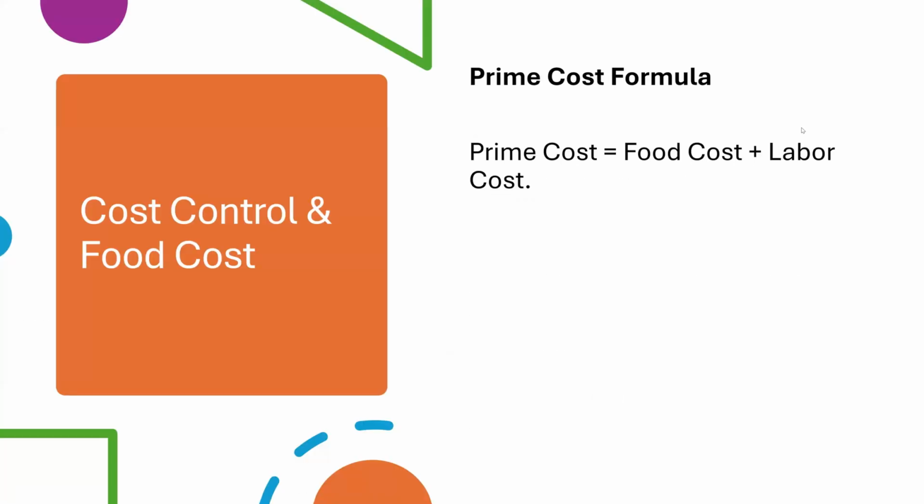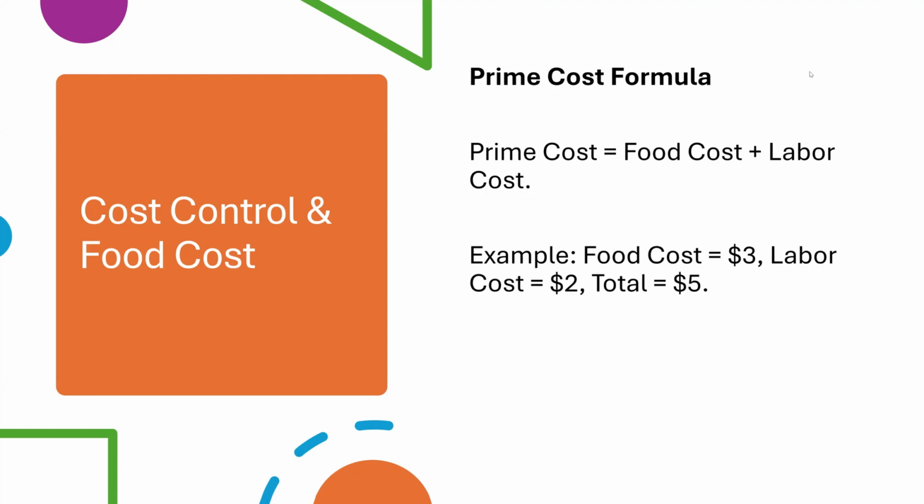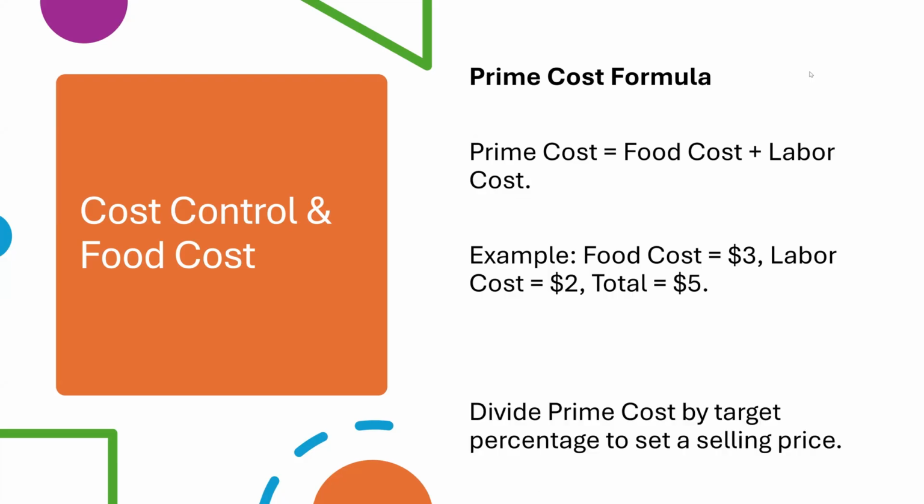Just a little review here. We know what the prime cost is, the formula. It's food cost, which includes beverages, and the labor cost. An example, real basic example here would be food cost. Your food cost is $3. Your labor cost is $2 for a total of $5, right?